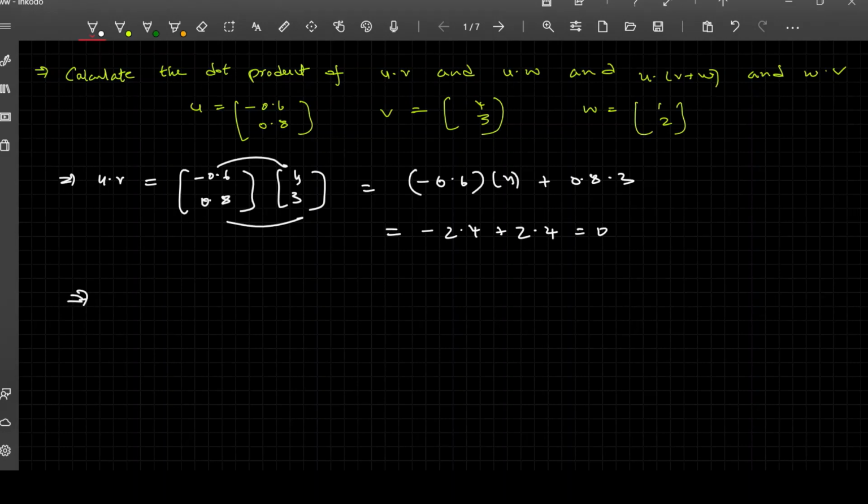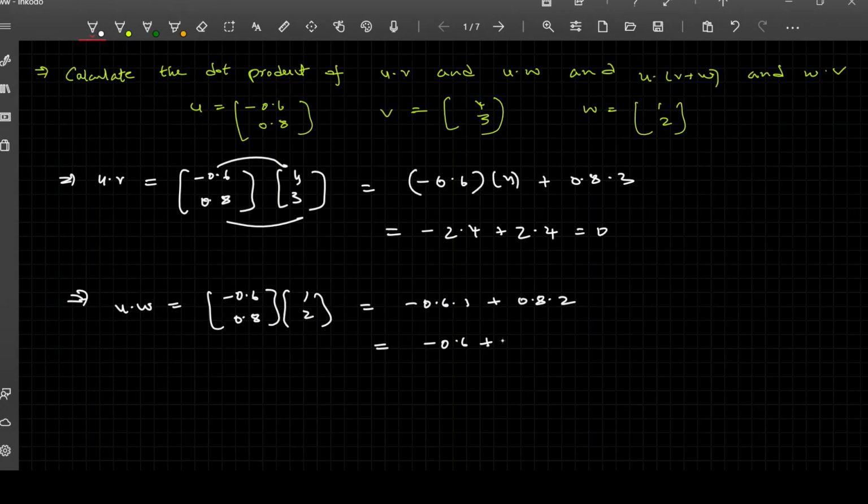And the second one is U and W. U is minus 0.6, 0.8, and W is 1, 2. It is the same procedure again: minus 0.6 into 1 plus 0.8 into 2. So that becomes minus 0.6 plus 1.6. So it is actually 1.